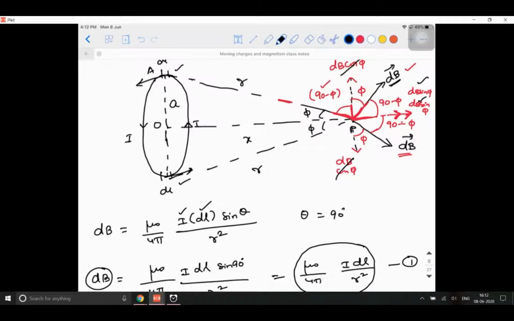There are three points. I'm repeating it again. A is the radius of the circle, R is the distance from the current carrying element to the point P, and X is the axial distance from the center to the point P. I hope it is clear.